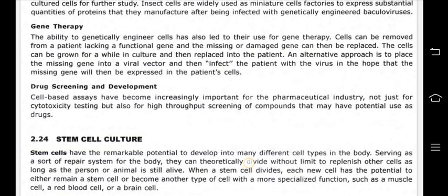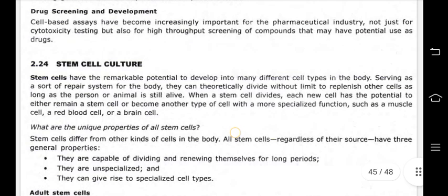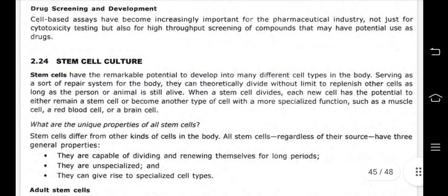Then drug screening and development. Cell-based assays have become increasingly important for the pharmaceutical industry, not just for cytotoxicity testing, but also for high throughput screening of compounds that may have potential use as drugs.